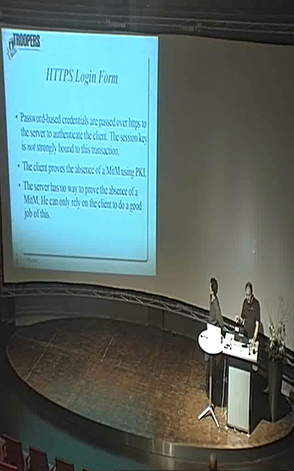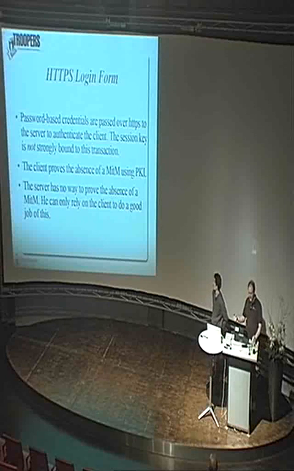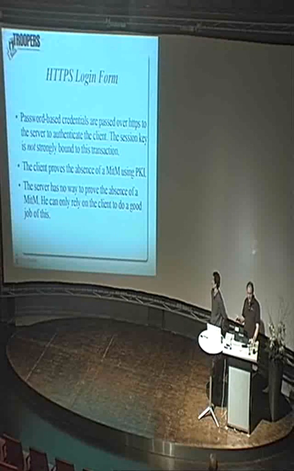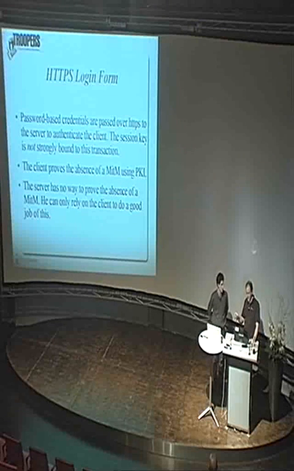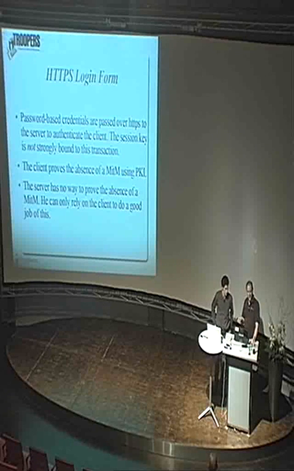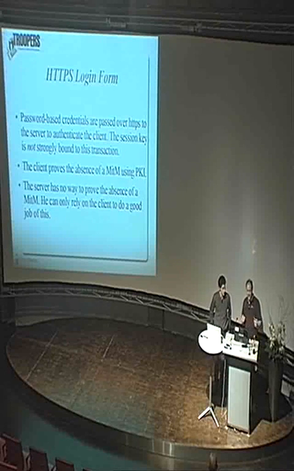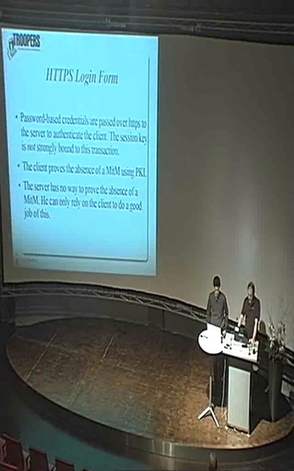The password credentials are passed over this encrypted channel. So in that way, the user authenticates to the server, but the session key is not strongly bound in this direction. So the client proves that there's not a man in the middle using the PKI, the public key infrastructure. But the server has no way to prove the absence of a man in the middle. It can only rely on the client to do a good job of this.